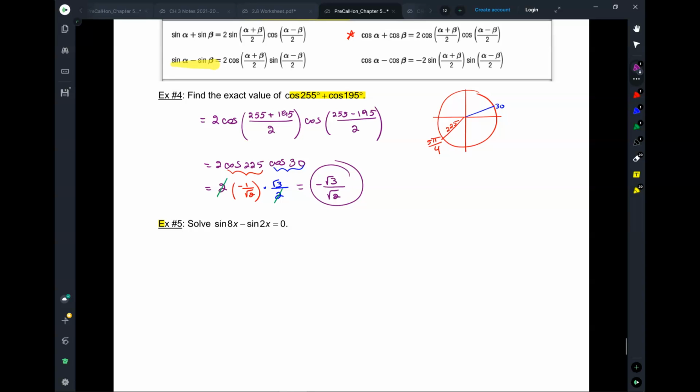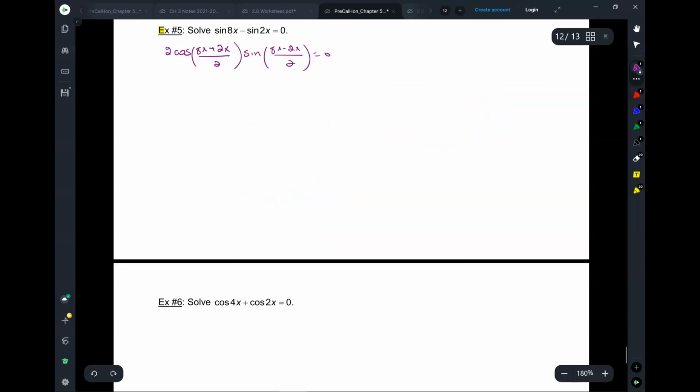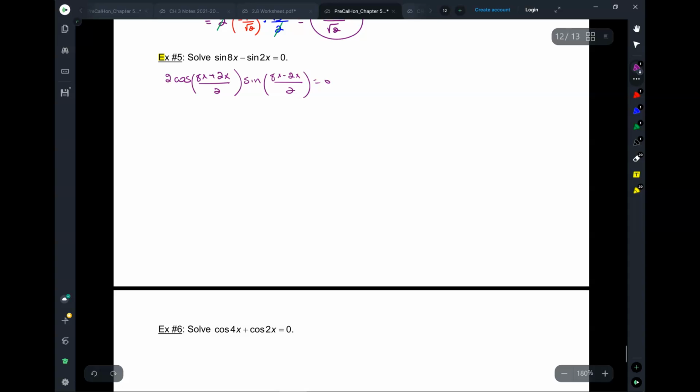So that's 2 cosine of (8x plus 2x) over 2 times sine of (8x minus 2x) over 2 equal to 0. So here I get 2 cosine 5x sine 3x equal to 0. Okay? Now, the 2 goes away, right? You can divide out the 2.